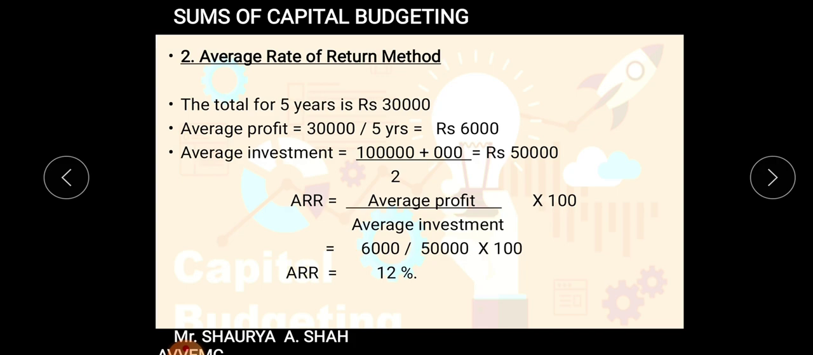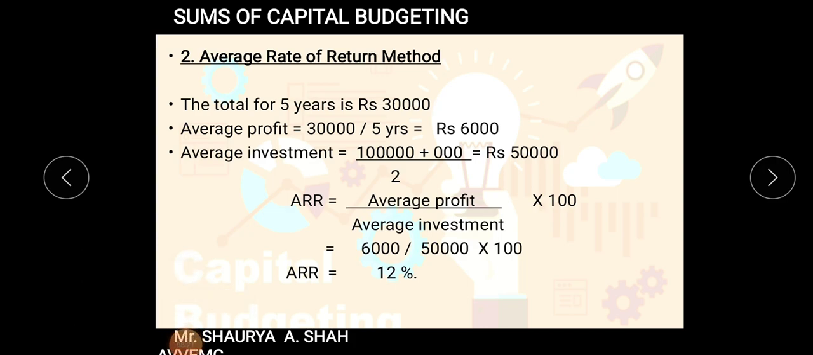Average investment, students, as you all know, what is our formula? It is original investment plus scrap value divided by 2. Here no scrap value is given, so 1 lakh plus 0 divided by 2 is 50,000, right? So applying it in the formula of ARR, average profit upon average investment into 100. Average profit is 6,000, which we found out, divided by average investment 50,000, into 100. So I'll get the answer of ARR equal to 12%, right? Is it clear to all of you?